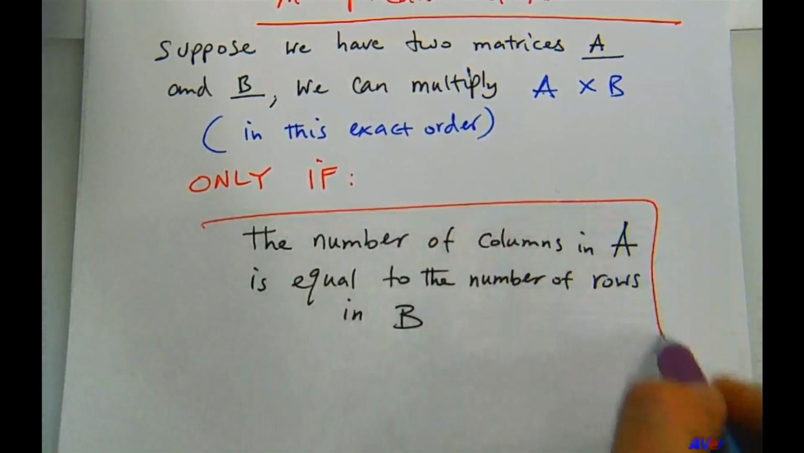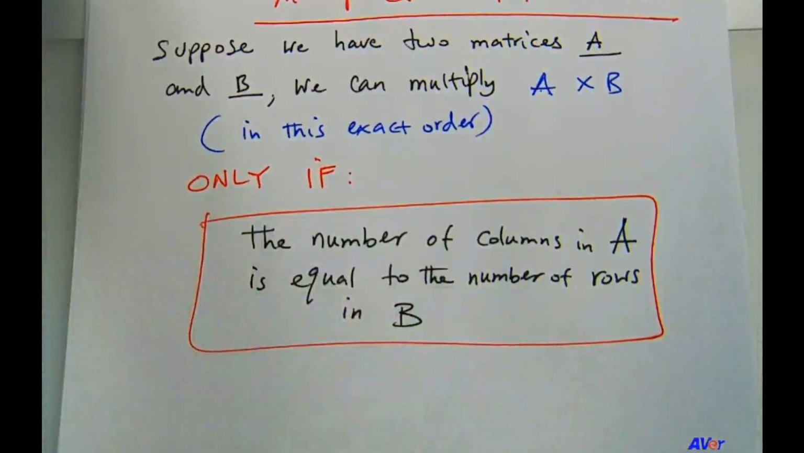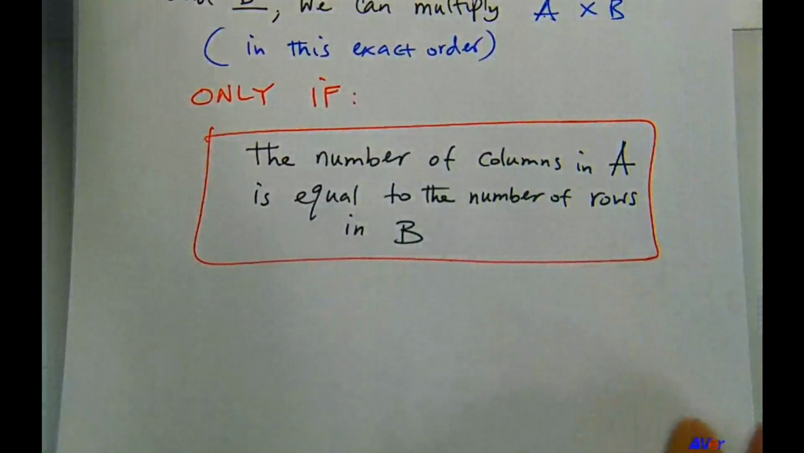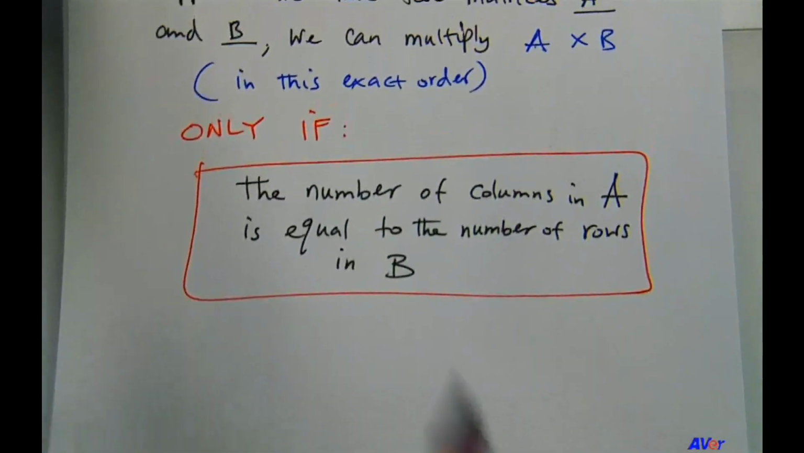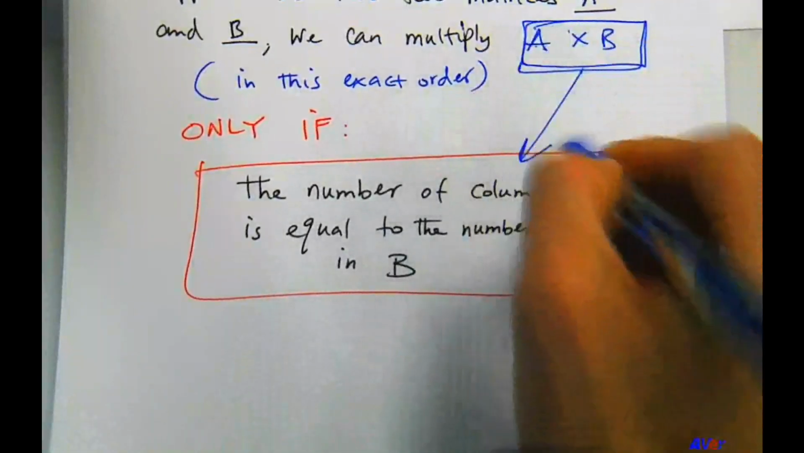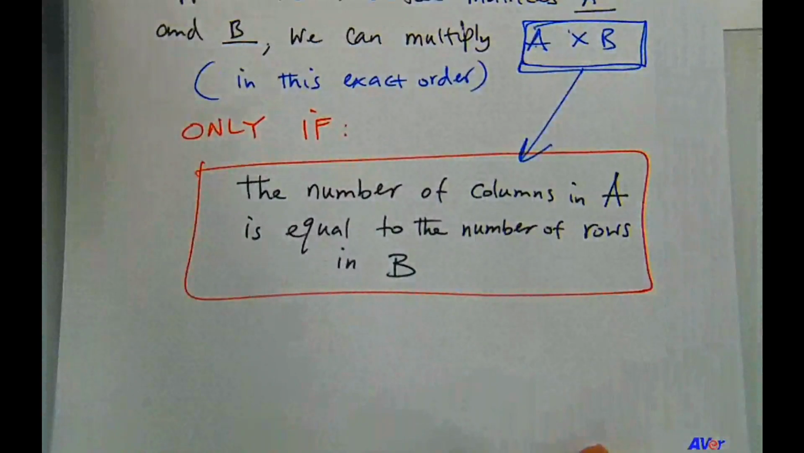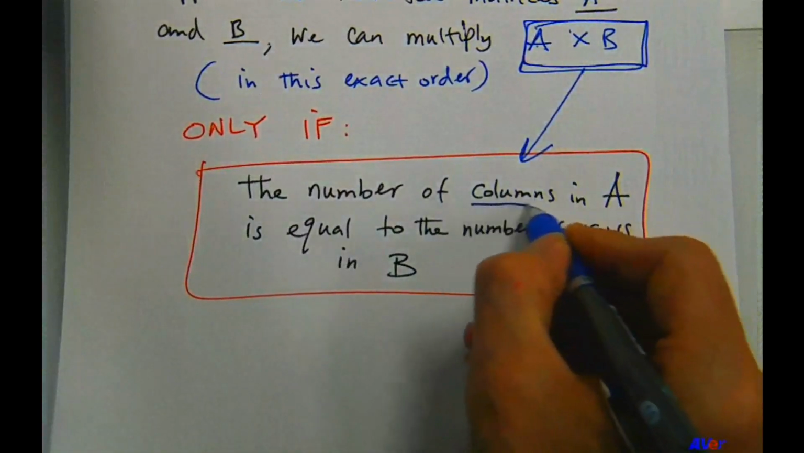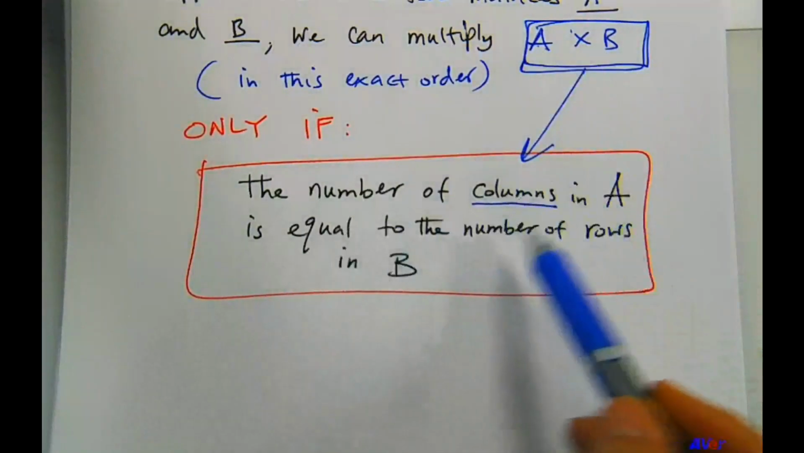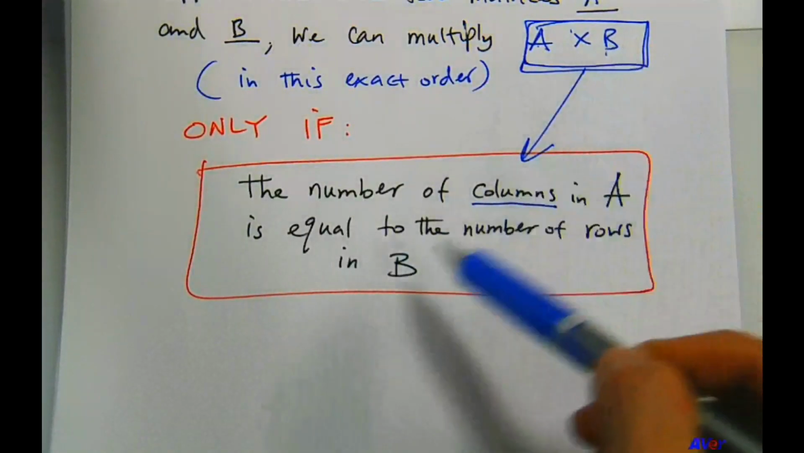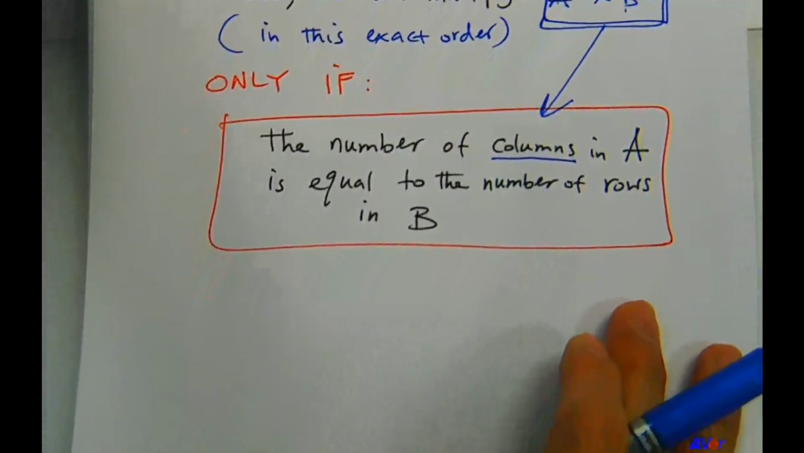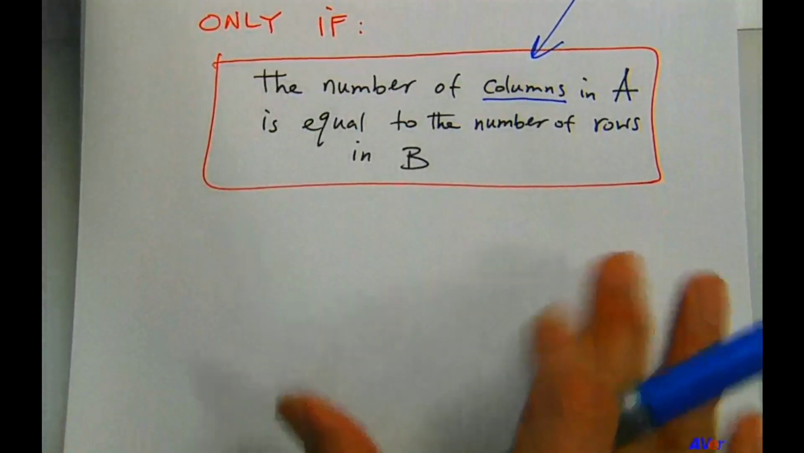Okay, this is such an important definition or description. We can only multiply A times B only if the number of columns in A, the first matrix, is equal to the number of rows in B, which is the second matrix. So let's see how that works.